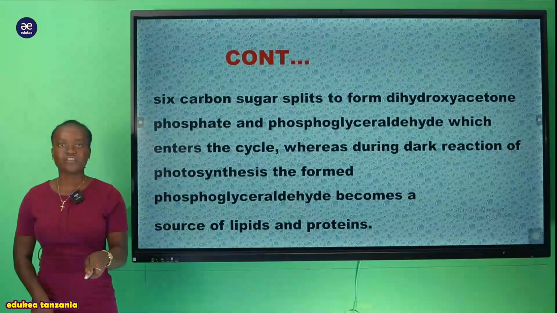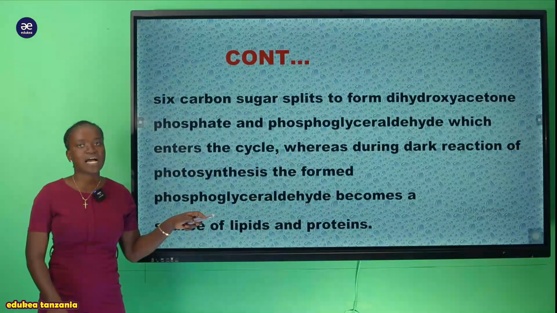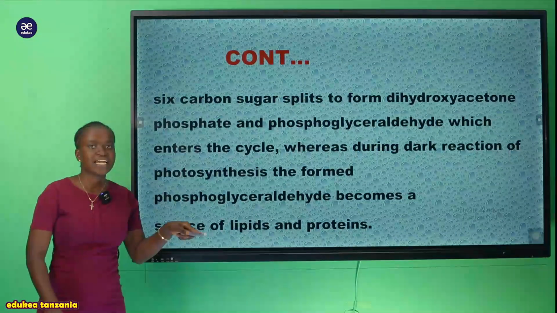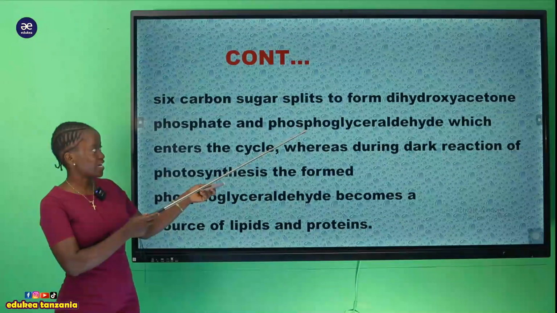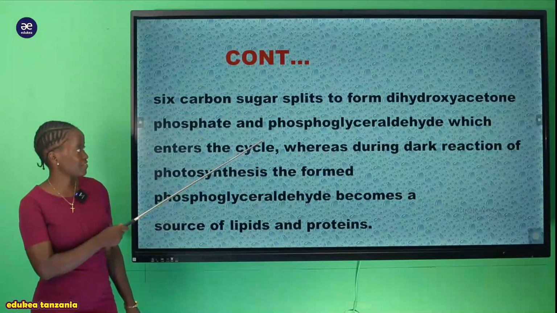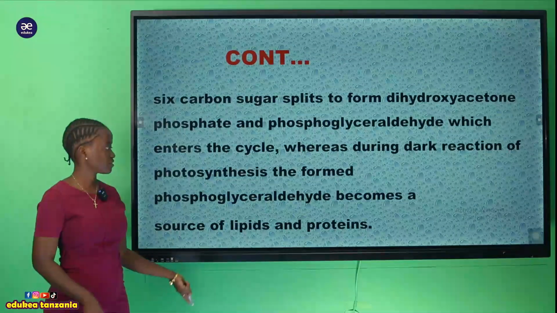in a living organism. So now you can see the importance of these carbohydrates. They are used also to make lipids and the proteins. A good example, you can take the dihydroxyacetone phosphate, and also you can take this one, phosphoglyceraldehyde.